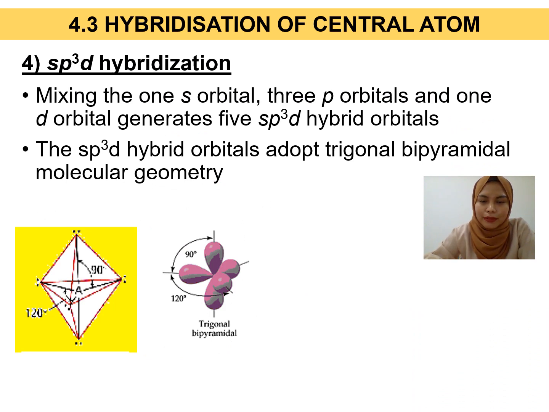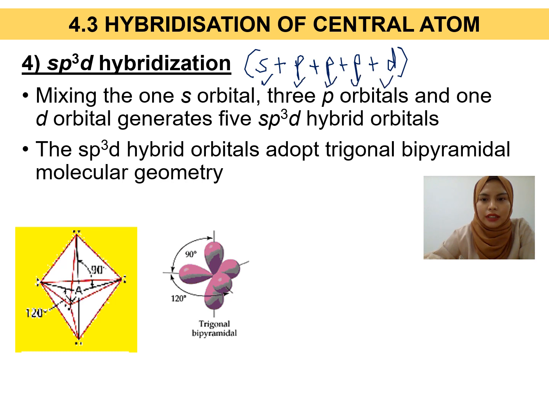sp3d hybrid orbitals are formed when one s orbital is mixed together with 3 p orbitals and 1 d orbital. So now how many are there? 1, 2, 3, 4, 5. So it will form 5 sp3d hybrid orbitals. Okay, when the hybrid orbitals are put together, they will have a trigonal bipyramidal shape with 2 bond angles, which are 90 degrees and also 120 degrees.